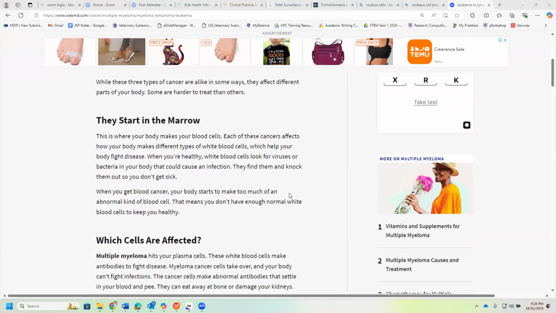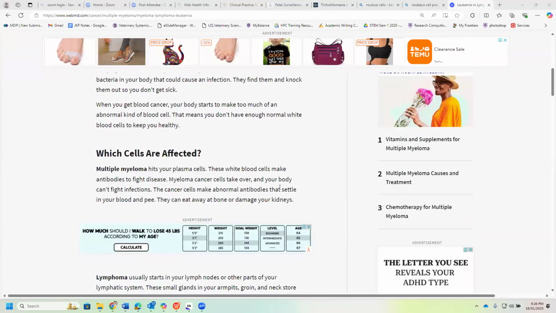So we all know that multiple myeloma, lymphoma, leukemias, they all start in bone marrow, but in all of these cancers of the blood, they have different cells that are affected. For example, in multiple myeloma, plasma cells are affected. These are the white cells that make antibodies to fight infection. And myeloma cancer cells take over. Your body can't fight the infection.